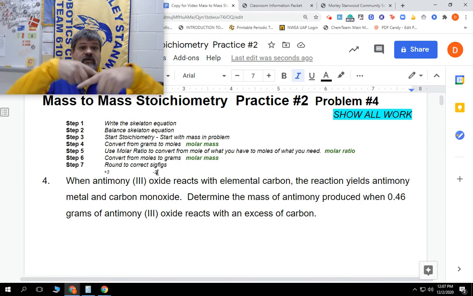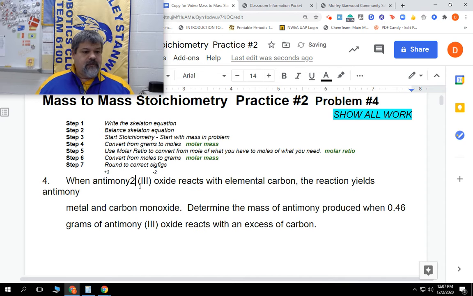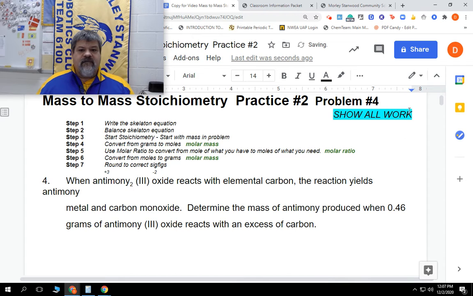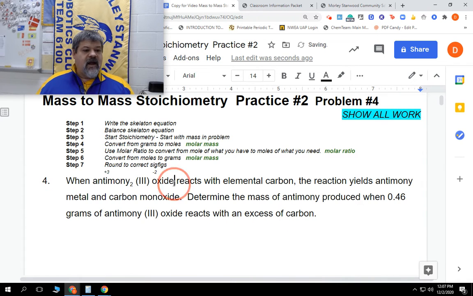So what do we do? We crisscross them, and we're going to say that we have to have 2 antimonies for every, and I'm going to make this a little bit wider here, for every how many oxides? 3. So we're going to put a 3 down there. So when I write in our skeleton equation, we have antimony 2, oxygen 3.